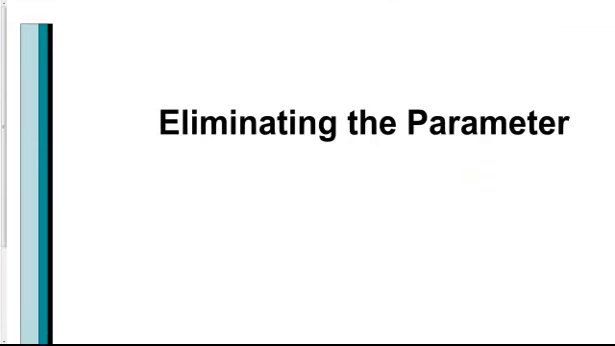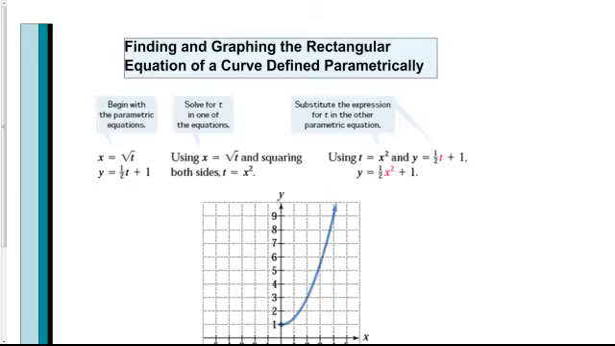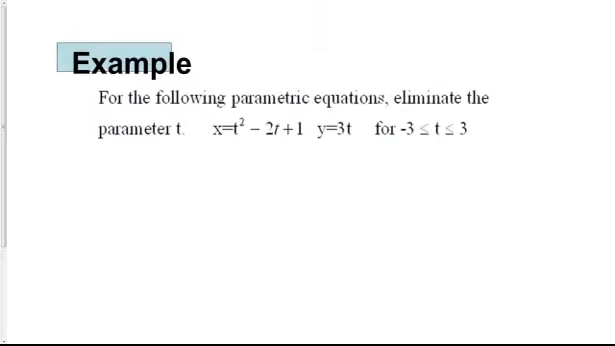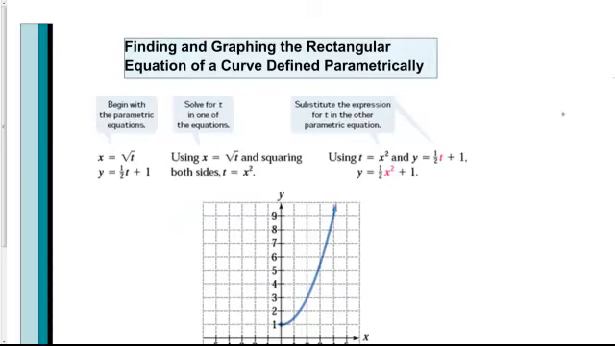Alright, we can also eliminate what we call the parameter t by using the substitution method. Once we eliminate the parameter t, we're back to an x and y variable, and we can go from the x and y variable. So let's take a look at how we eliminate.